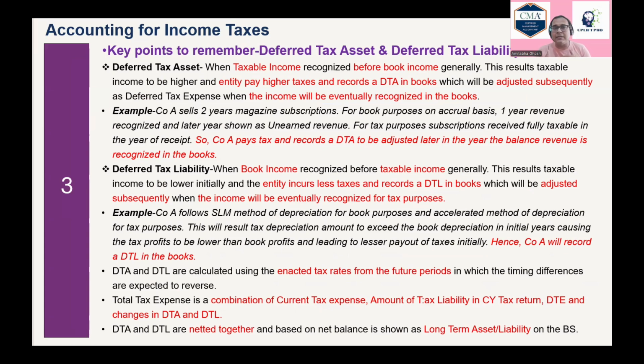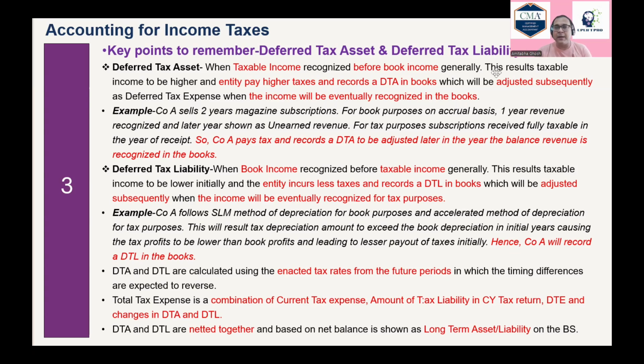Generally, when my taxable income is recognized before my book income, then a deferred tax asset situation arises. Why? This results in the taxable income being higher, and the entity pays higher taxes and records a DTA, deferred tax asset, in the books, which will be adjusted subsequently as deferred tax expense when the income is eventually recognized in the books. So what does it mean?